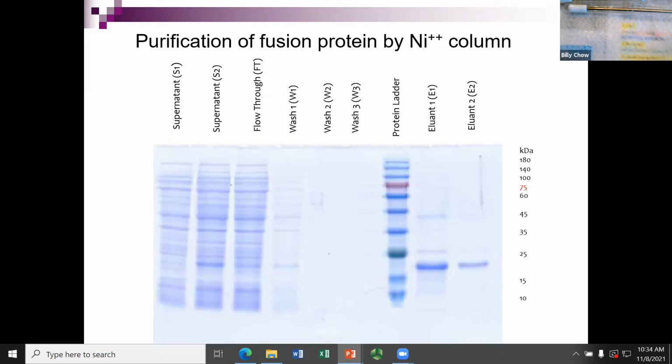You will see that you can purify your fusion protein almost to homogeneity, so up to 80, 90%, using only one simple nickel matrix. Okay, so each one of you should be able to produce a gel like that and write a full report based on that, on how you purify your protein. Okay.